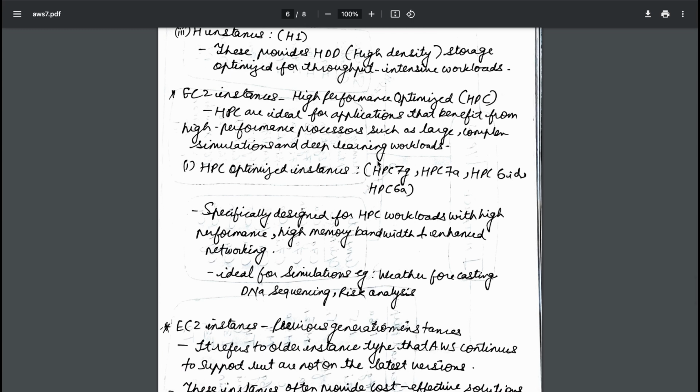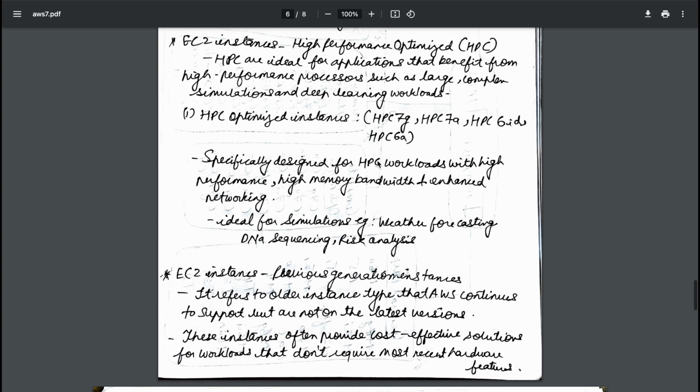which is also known as HPC. High performance compute instances are ideal for applications that benefit from high performance processors, such as large complex simulations and deep learning workloads. Okay, and high performance instances are categorized into HPC 7G, HPC 7A, HPC 6ID, and HPC 6A.